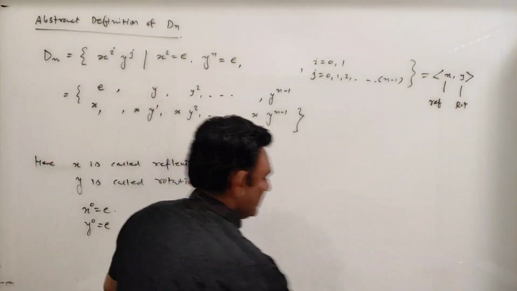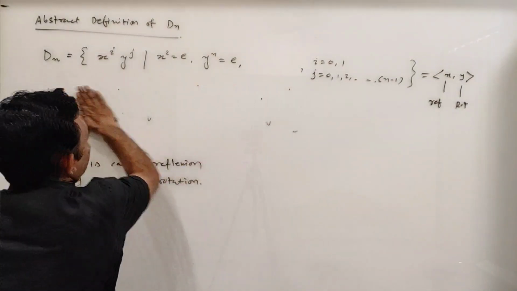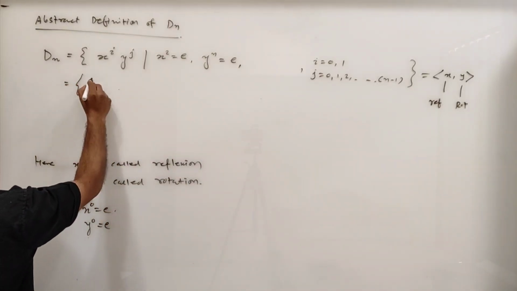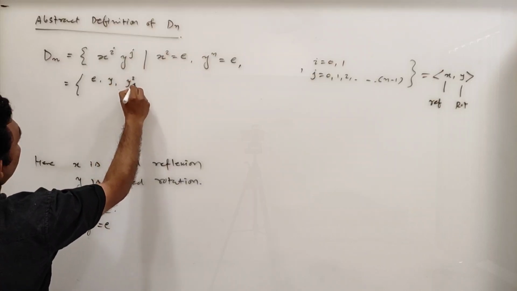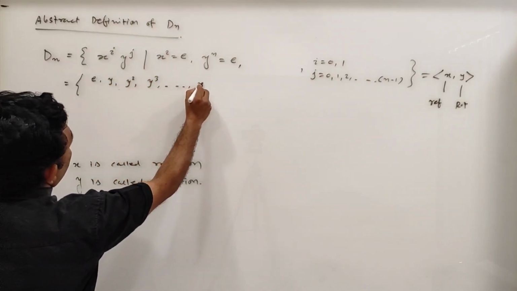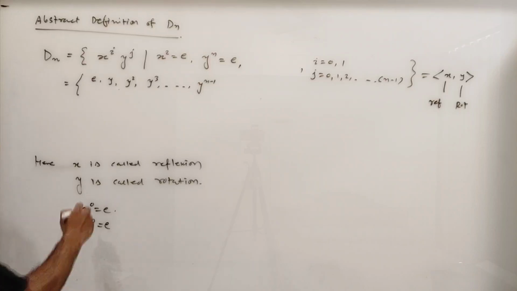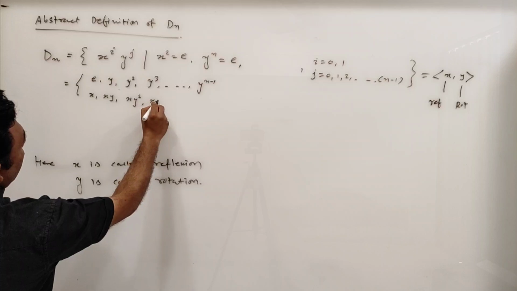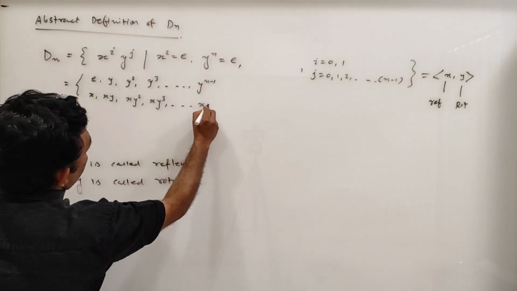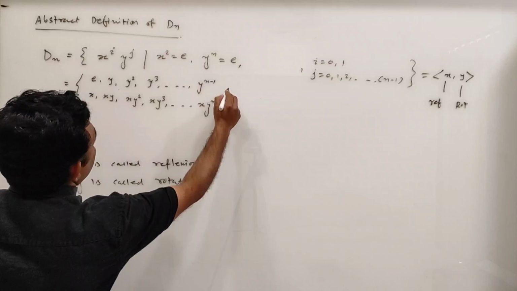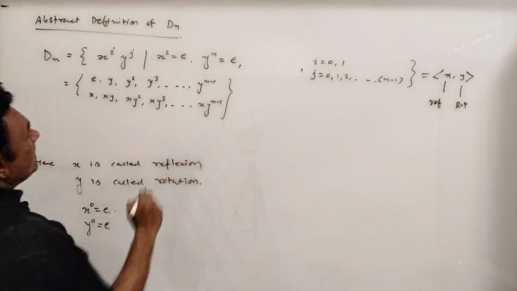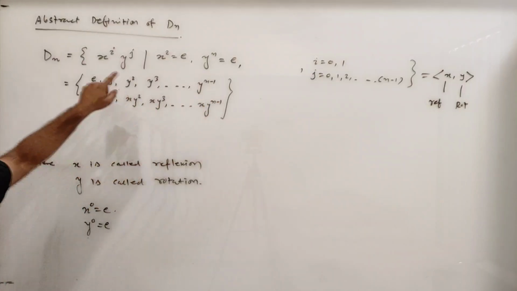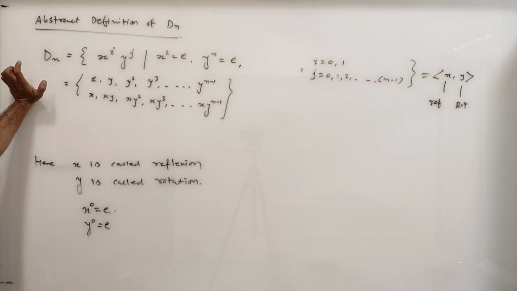So let me rewrite. It will be identity, y, y square, y cube up to y raised to n minus 1, and x, xy, xy square, xy cube, and so on, xy raised to n minus 1. So I have n elements plus n elements, so total number of elements in Dn is 2n.